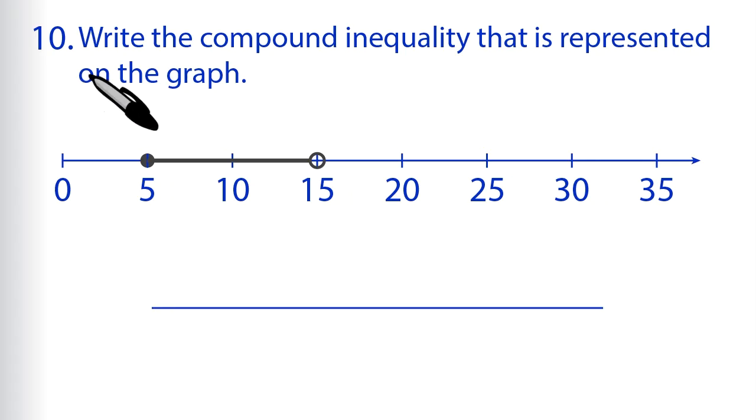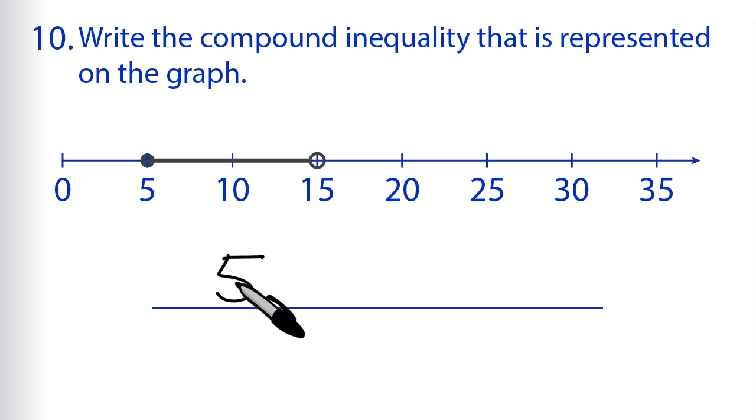For problem 10, we're told to write the compound inequality that's represented on the graph. And we're given this number line here from 0 to 35. And on this graph, we have a filled in dot on the 5. And then there's a line from the 5 to the 15. And on the 15, it's an unfilled dot. We're going to start with the 5. So our correct answers, the part of this line here, is greater than 5. Well, greater than or equal to 5 because the 5 is filled in.